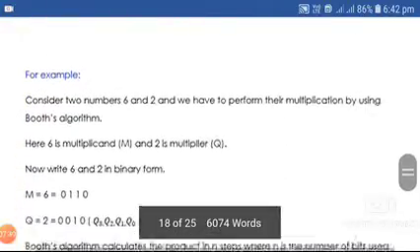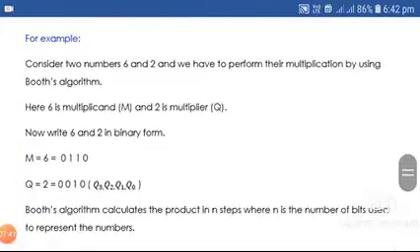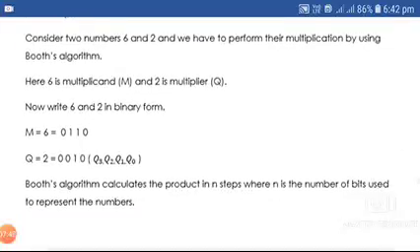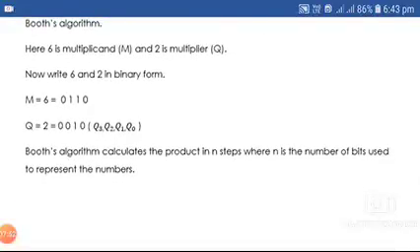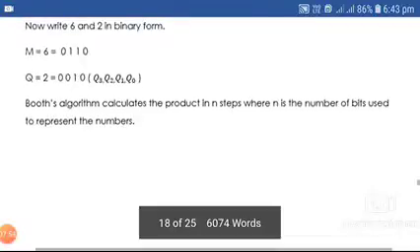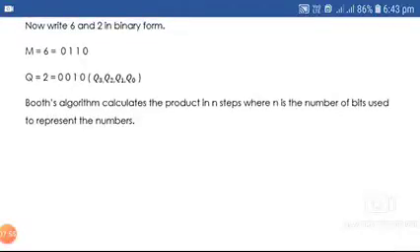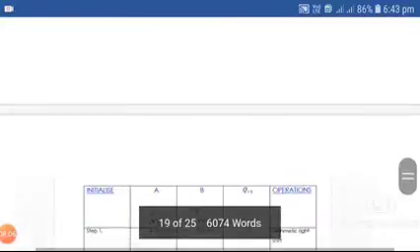For example, consider two numbers, 6 and 2, and we have to perform their multiplication by using Booth's algorithm. Here 6 is the multiplicand M and 2 is the multiplier Q. Now write 6 and 2 in binary form. So M equals 6 equals 0110. Q equals 2 equals 0010. Booth's algorithm calculates the product in n steps, where n is the number of bits used to represent the numbers.